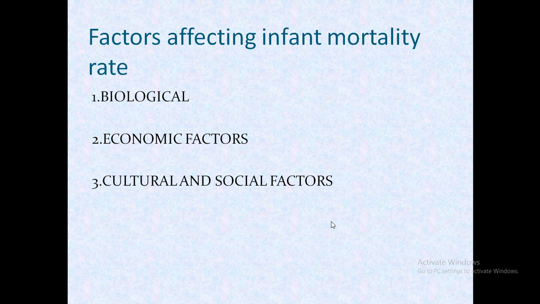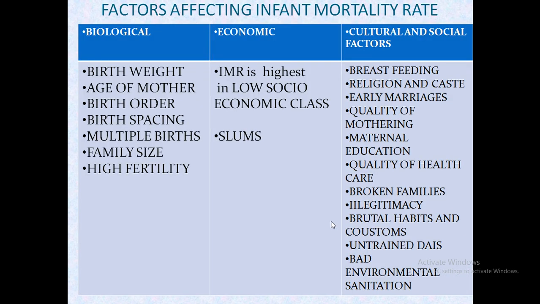And what are the factors affecting the infant mortality rate? These are broadly classified into biological, economic and cultural and social factors. As already we discussed, biological factors are birth weight of the child, age of mother, birth order, birth spacing, multiple pregnancies, family size and high parity. This all comes under the biological factors. When coming to the economic, infant mortality is high in low socioeconomic classes and slums.